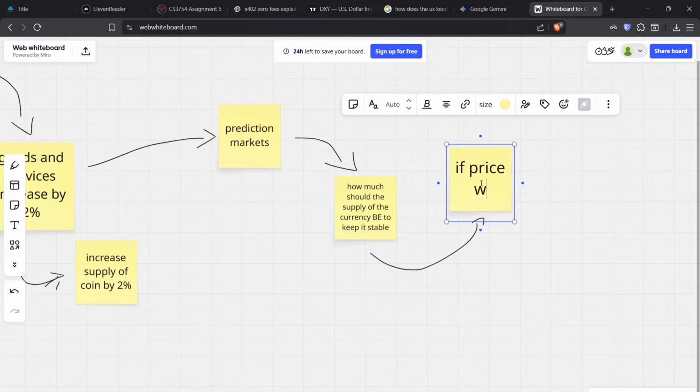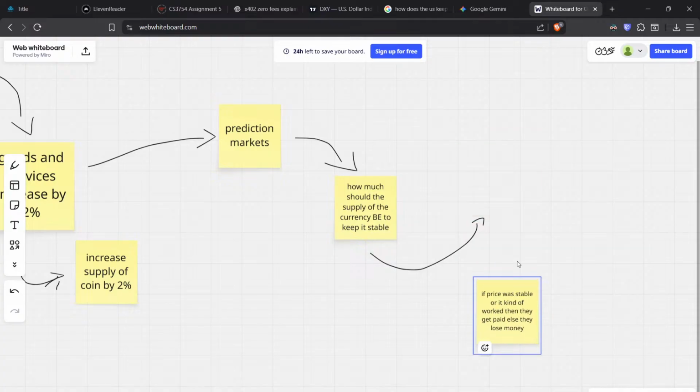If the price was stable, then I don't know, the mechanism is a little confusing here. I need to iron out these details. If the price was stable, or it kind of worked or whatever, then they get paid. Else, they lose money.